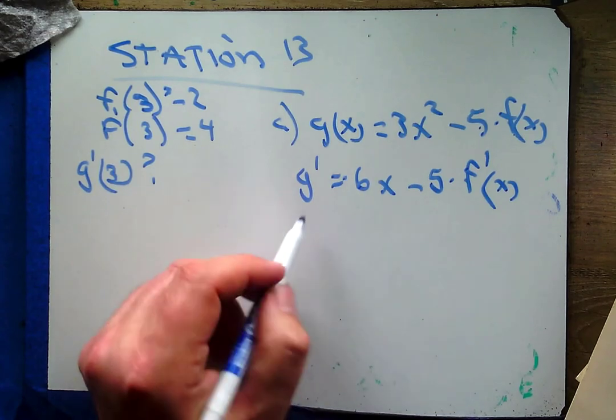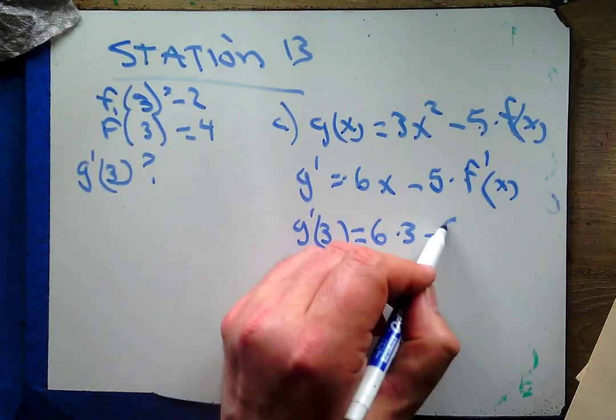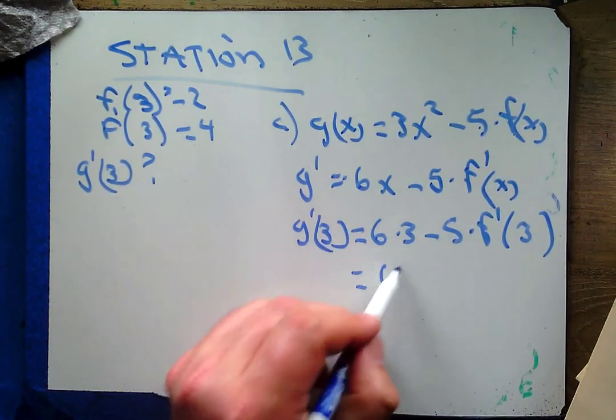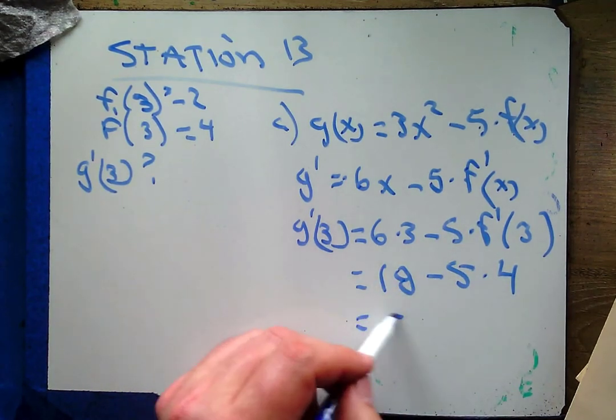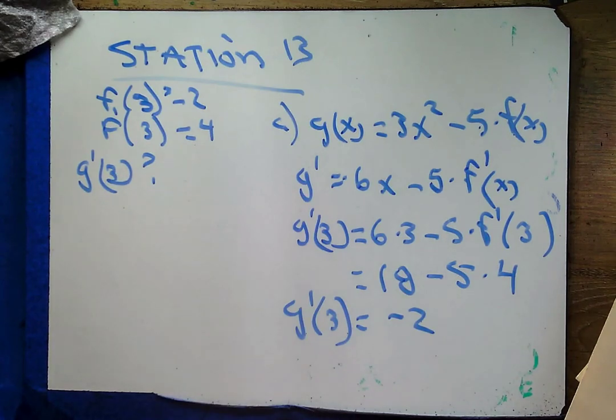So now let's plug in a 3. g prime of 3 will be 6 times 3 minus 5 times f prime of 3. And we said that f prime of 3 is 4. So we get negative 2. g prime of 3 is negative 2 in part A. Now let's take a look at part B.